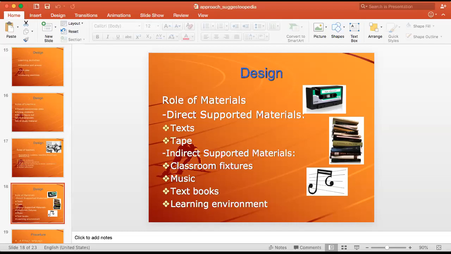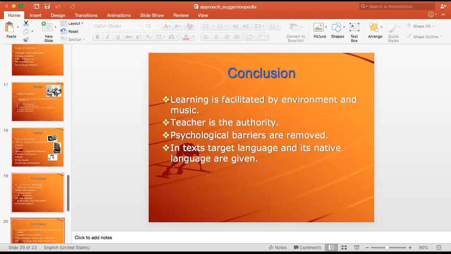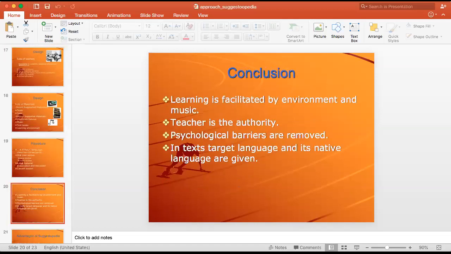but much of the material in Suggestopedia is indirect, which is used for peripheral learning, because peripheral learning is more, right? So there are decorations that enhance learning. There is music, and there might be other reference books also. Learning environment basically provides this indirect peripheral material for learning. Okay. Procedure we already know. Okay.